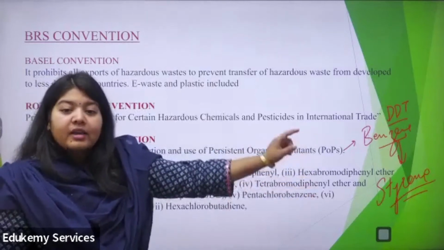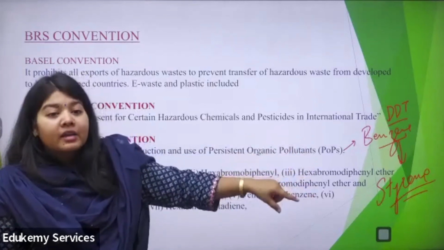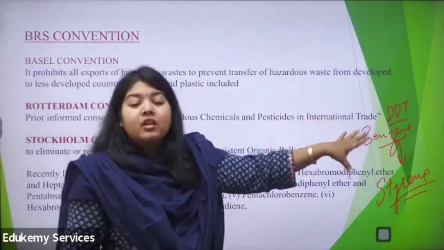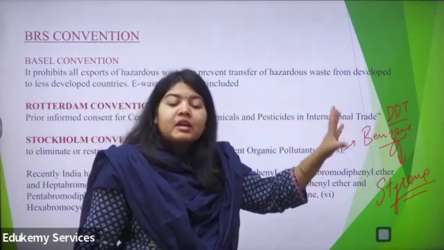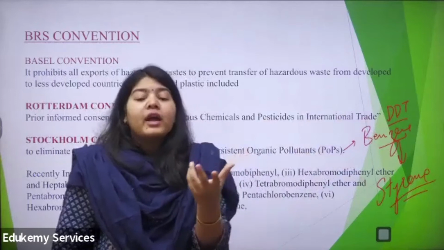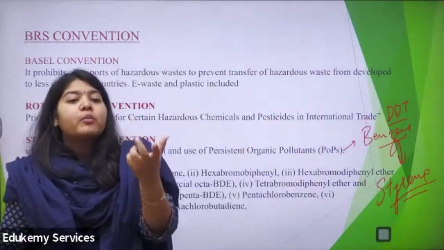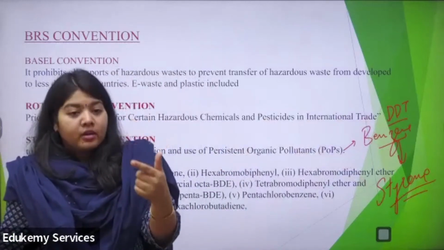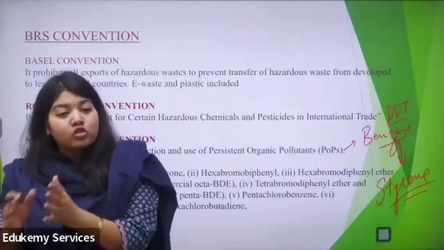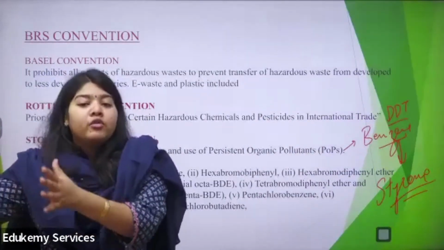What is styrene? Styrene is a form of benzene. What is benzene? Benzene is a type of volatile organic pollutant which results in the formation of persistent organic pollutant also in different types of variations.